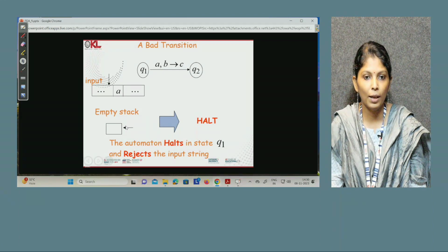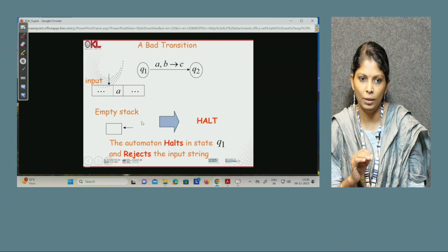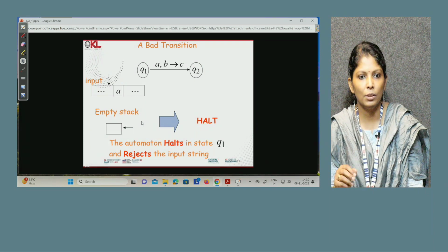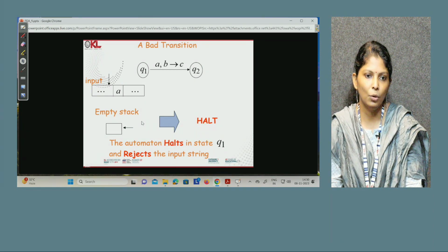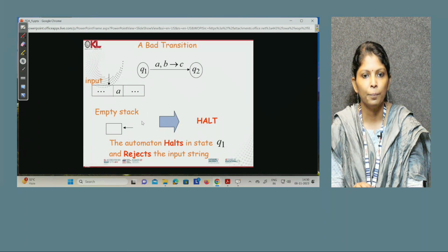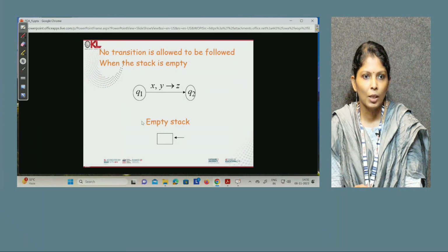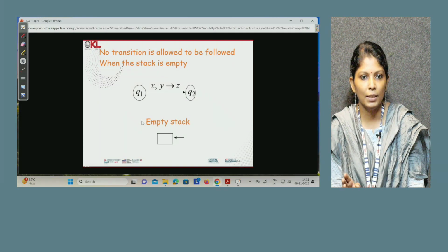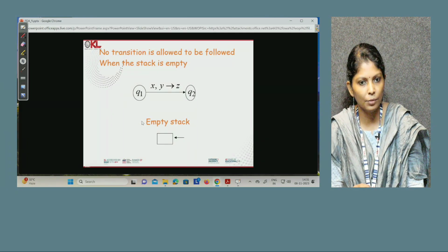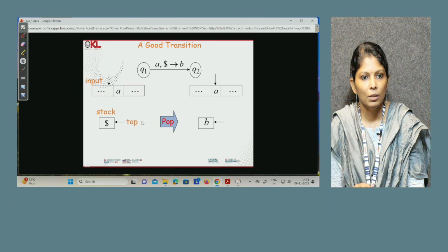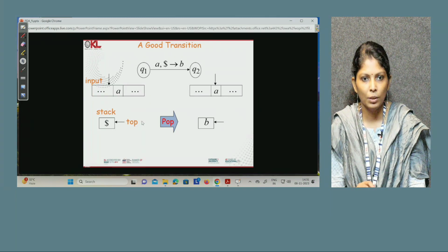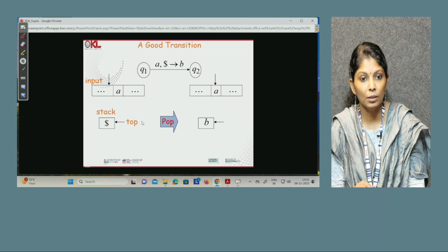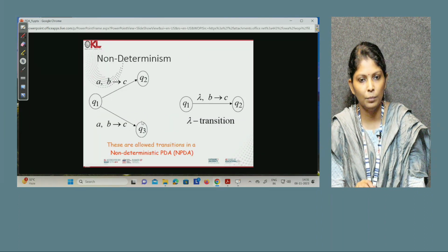At this condition, what happens? The machine will halt at that position at Q1 and it will reject the current string that it is processing. That is a rejection condition. Then no transition is allowed to be followed when the stack is empty. So the empty stack we cannot work with. Then this is a good transition because we are replacing that last symbol with the symbol B. That can be there.